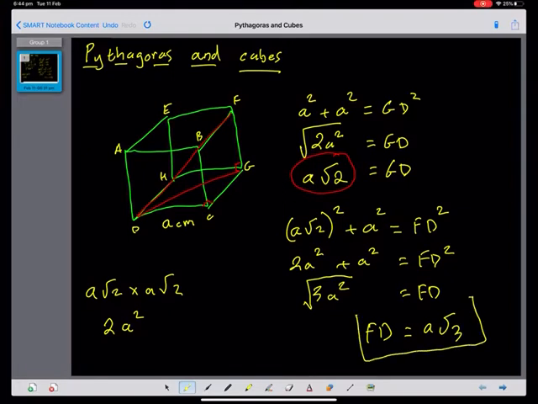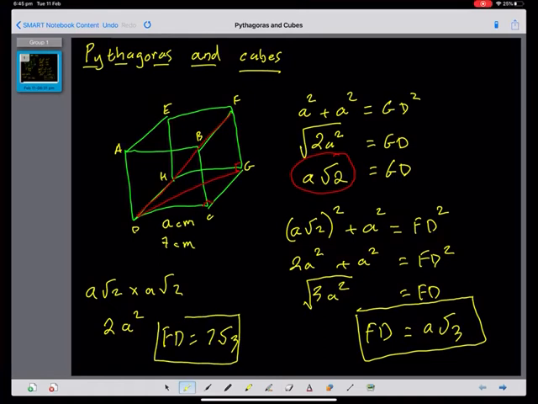And that will give you the answer for any diagonal of a cube. So for instance, if I was to say the side length of the cube is 7 centimeters, our diagonal FD would be 7 root 3. Okay, I hope this makes sense.